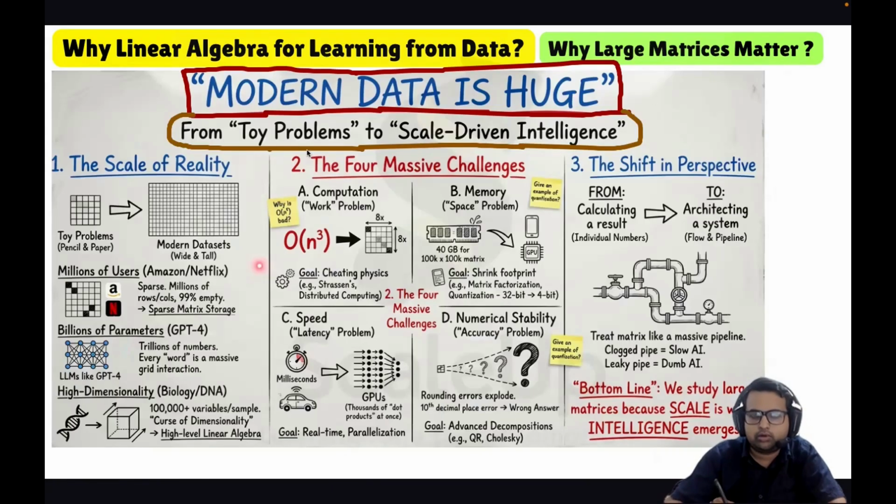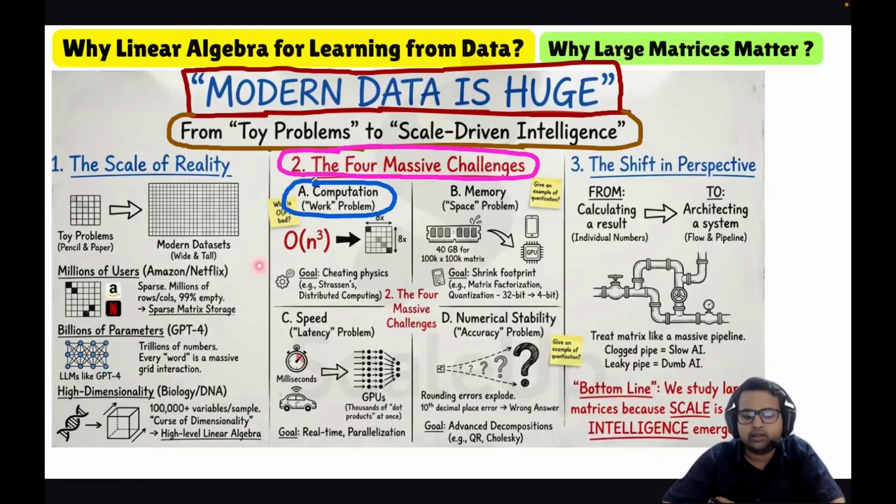Now, the next important point is the four massive challenges. The first massive challenge is the computation challenge, the work problem. Standard matrix multiplication takes big O of n cube time. If you double the size of a matrix, the work does not double, it increases eightfold because it's n cube. Now the goal is we need algorithms like distributed computing that can cheat the physics of computation to get answers in seconds rather than years.